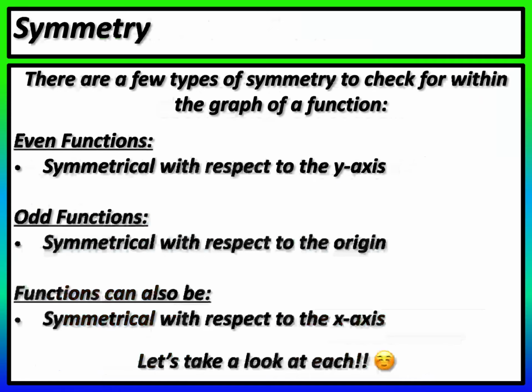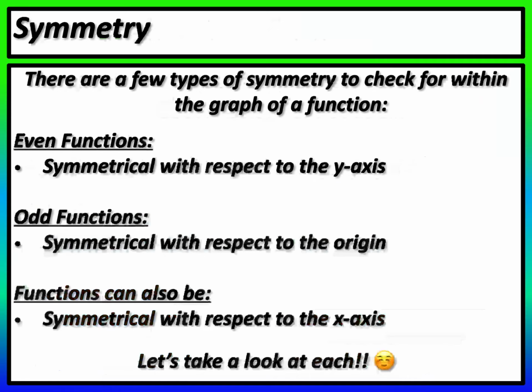All right, up next we are looking at symmetry. So symmetry and boundedness have nothing to do with each other. They are just two characteristics, two aspects of graphs that we can analyze. All right, so there are three types of symmetry that we're going to look for. Okay, even functions are symmetrical with the y-axis. So that means if you were looking at the graph of an even function, you would be able to fold your paper and make a crease down the y-axis, and the graph would fall on top of itself on each half.